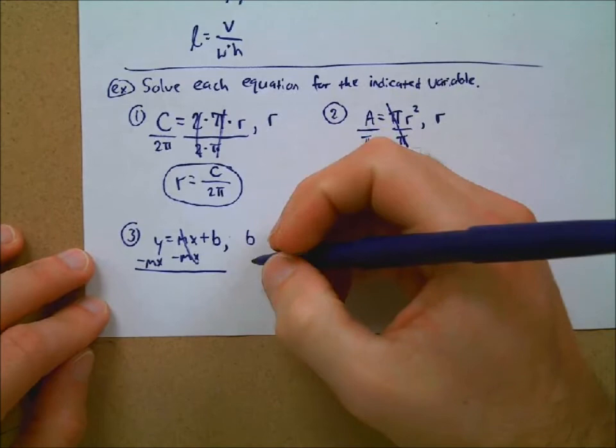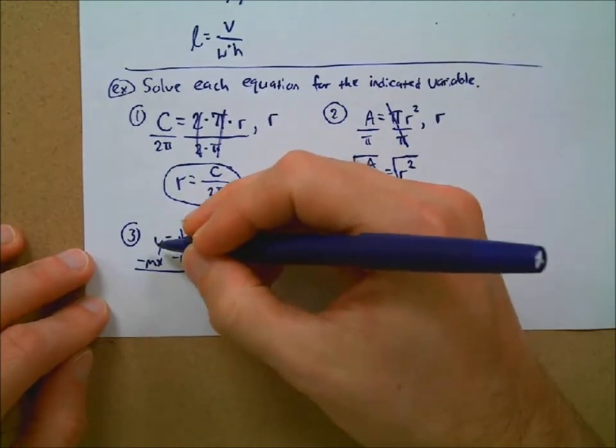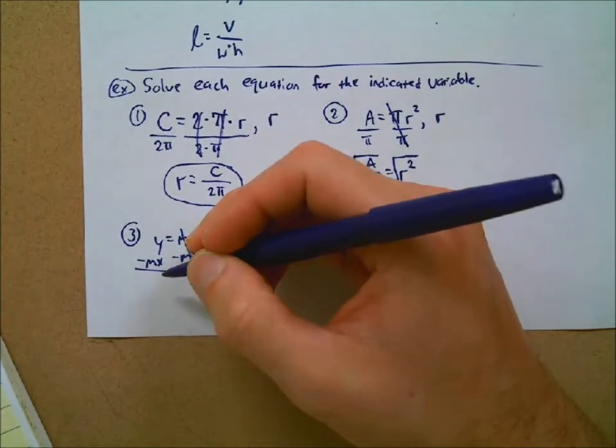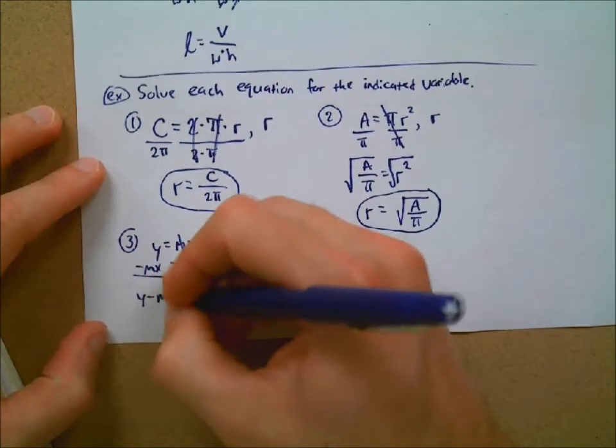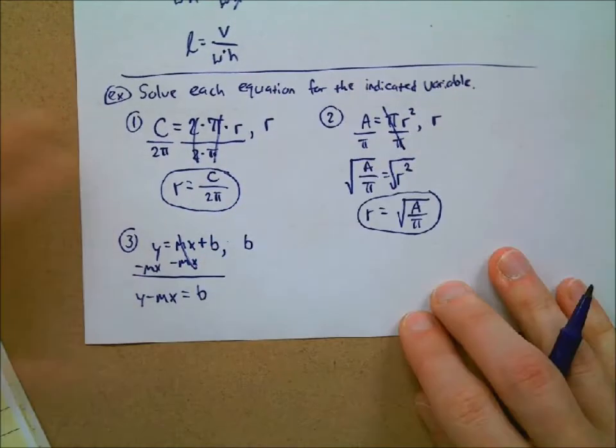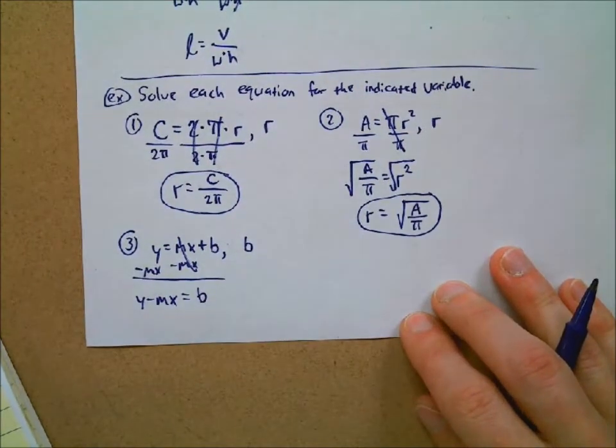Okay, Matt, is y a like term with mx? No, we can't combine them. So instead we're just going to write y minus mx. That's the best we can say. And that's equal to b. Okay? We can't combine them. They're not like terms, right?